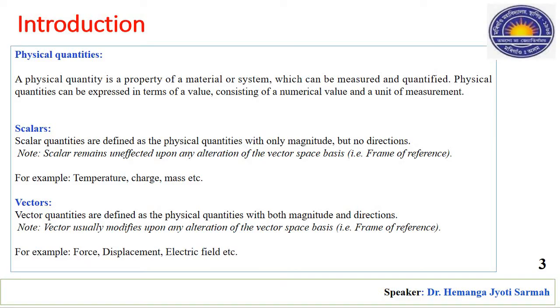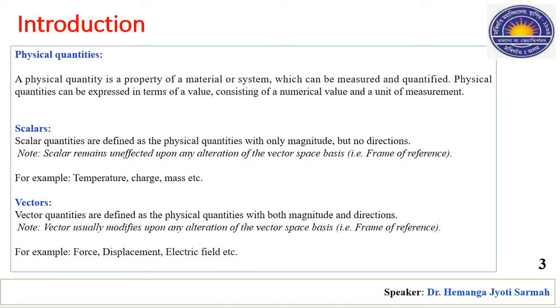A physical quantity is a property of a material or system which can be measured or quantified. Physical quantities can be expressed in terms of a value, consisting of a numerical value and a unit of measurement. Scalars are a special type of physical quantity which have only magnitude and there is no question of any direction. Interestingly, scalars remain unaffected upon any alteration of the vector space basis, that is, a frame of reference.